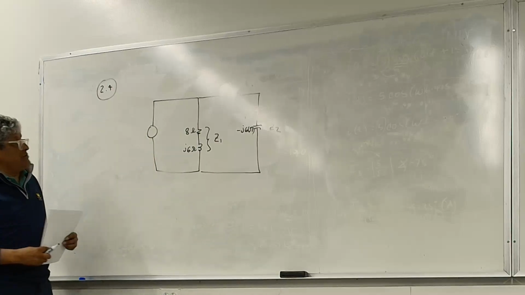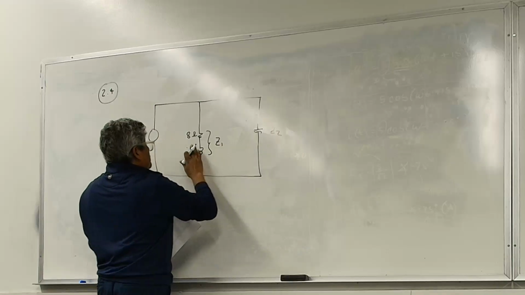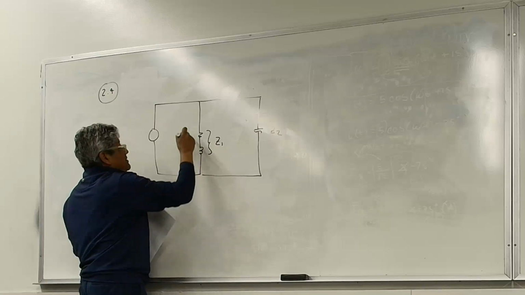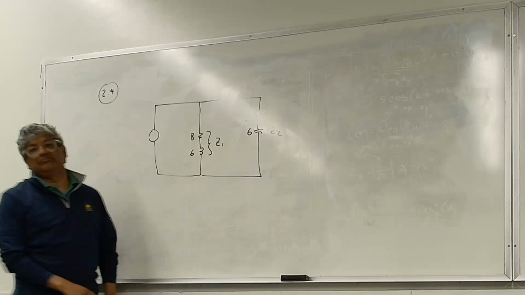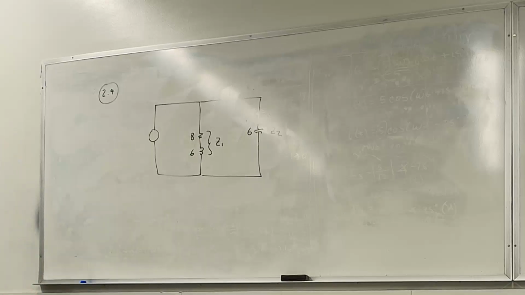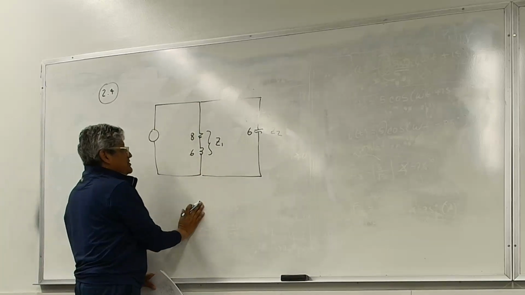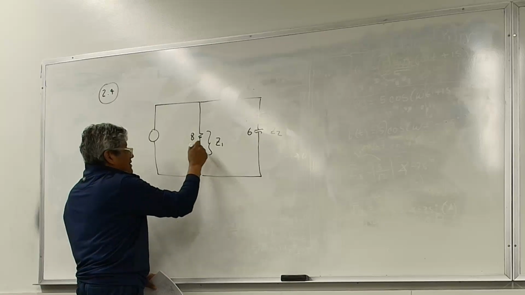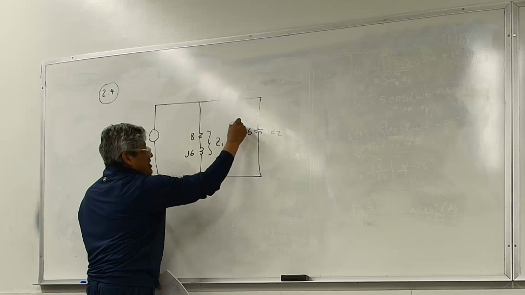By the way, if they give you something like this, there's nothing wrong with giving information like that. Somebody gives you this and says this is 8, this is 6, and this is 6, and they don't tell you anything else. You have to remember that once you get those values, if it's a reactor, you put a j in front. If it's a capacitor, you put a minus j in front.